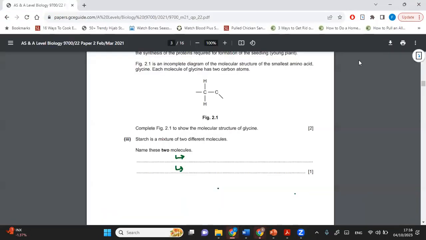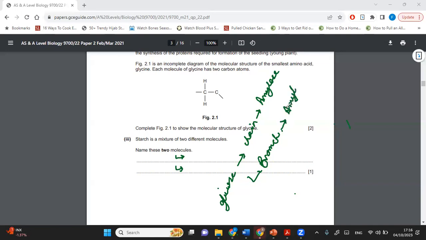They're asking the molecule. If you remember, I had told you that glucose molecules join together to give you 2 types of molecule. One was a straight chain and one was a branch. So the straight chain structure, if you remember, was known as amylose. And the branch chain structure is amylopectin, right? That's what we had studied. So glucose is the monomer. They're not asking the monomer, they're asking the molecule.